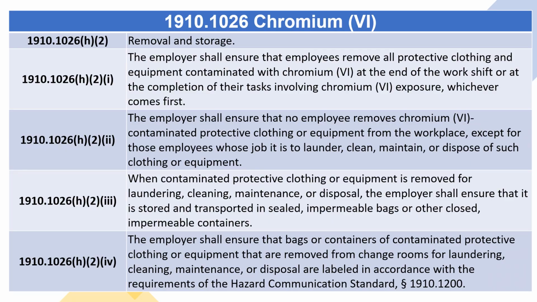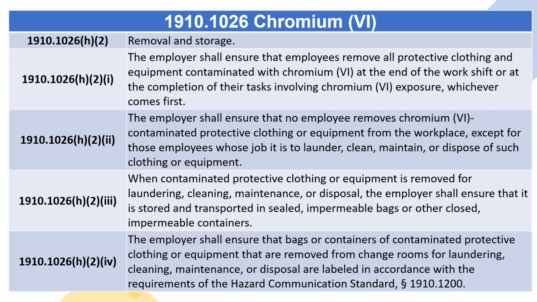1910.1026(h)(2) Removal and storage. 1910.1026(h)(2)(i) through (h)(2)(iv). The employer shall ensure that employees remove all protective clothing and equipment contaminated with chromium (VI) at the end of the work shift or at the completion of their tasks involving chromium (VI) exposure, whichever comes first. The employer shall ensure that no employee removes chromium (VI) contaminated protective clothing or equipment from the workplace, except for those employees whose job it is to launder, clean, maintain, or dispose of such clothing or equipment.